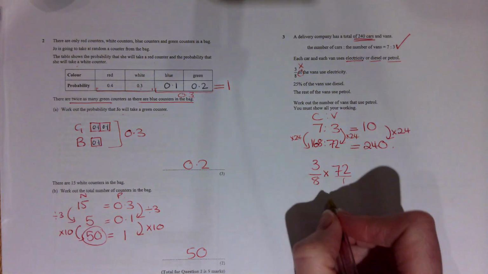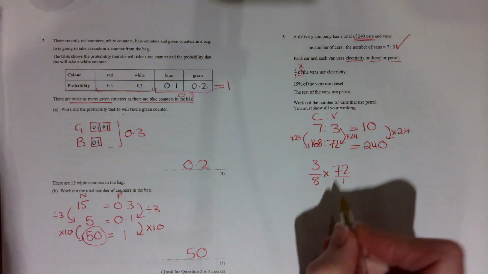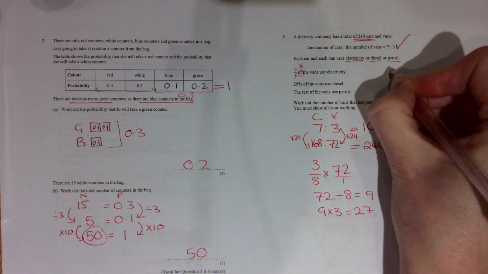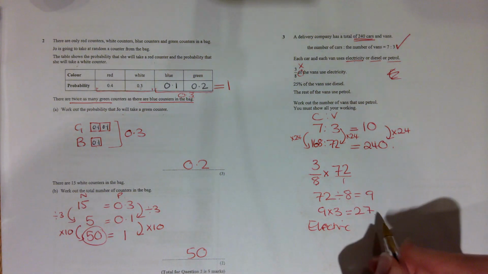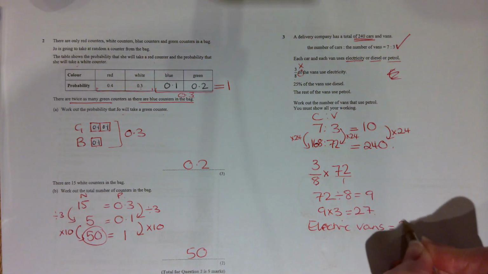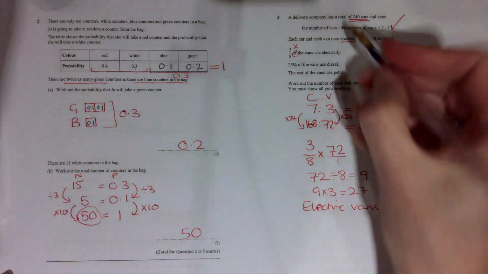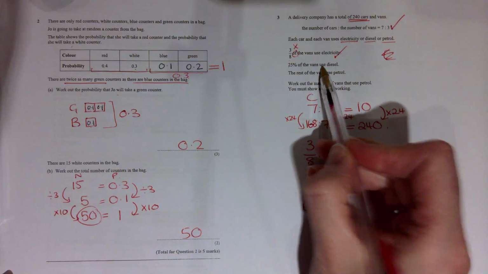You can write it like this and then times fractions together, or you can literally do 72 divided by 8 and times by 3. I'm thinking most people will do that. 72 divided by 8 is 9. 9 times 3 is 27. So this means that 3/8 of vans use electricity. So electric vans is 27. It says 25%, I'm going to tick that off actually, 25% of the vans use diesel.